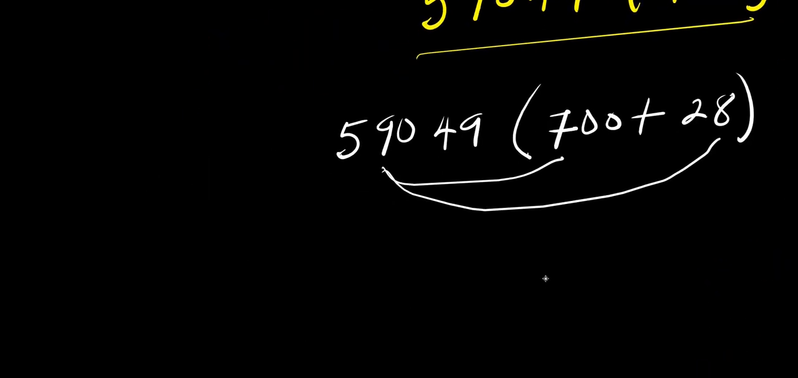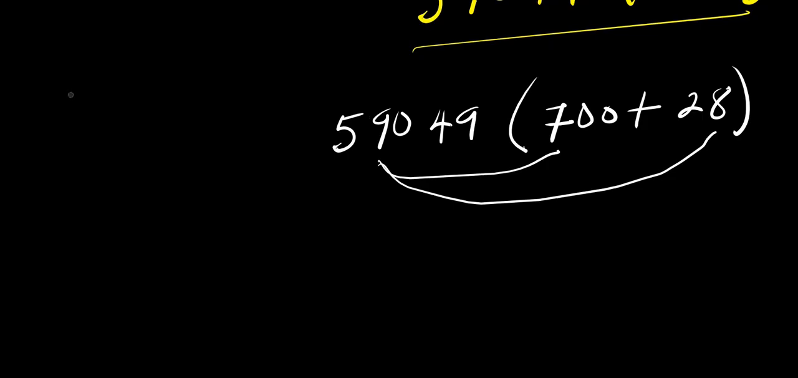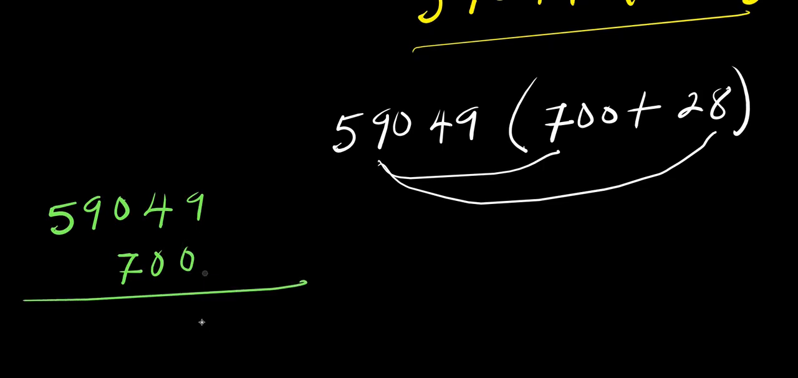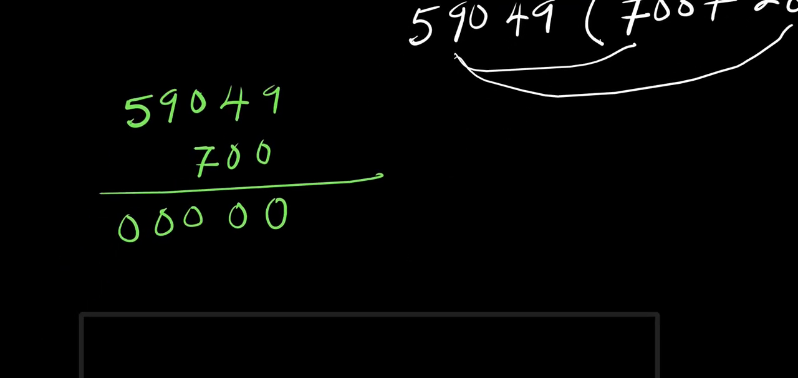So let's start with multiplying by 700. 59049 times 700. 0 times 9, 0, 0 times 4, 0, 0 times 0, 0, 0 times 9 again, 0 times 5, 0. Then 0 again, 0 times 9, 0, 0 times 4, 0, 0 times 0, 0 times 9, 0 times 5, 0.